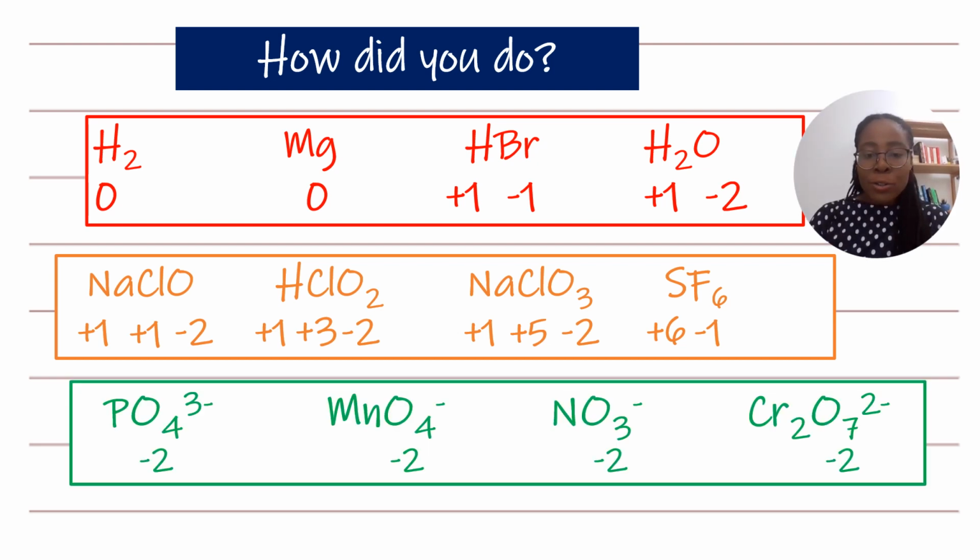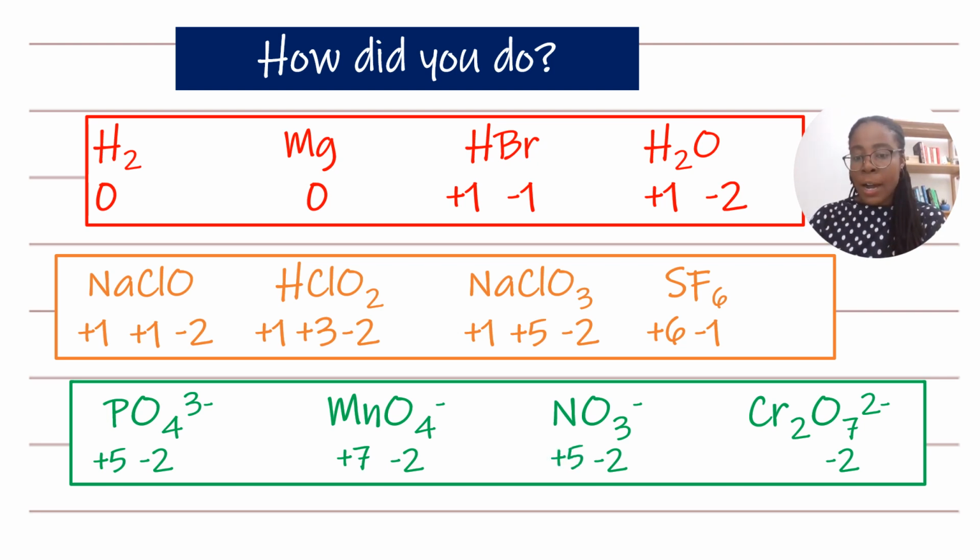And our final trickiest questions. So for our ions, first the phosphate ion, the oxygen is -2 and there are 4 of them, so -8, which means that the phosphorus must be +5. For manganate, the oxygen is -2, but there are 4 of them, so -8, which means that the manganese must be +7. For nitrate, the oxygen is -2, but there are 3 of them, so -6, which means the nitrogen must be +5.